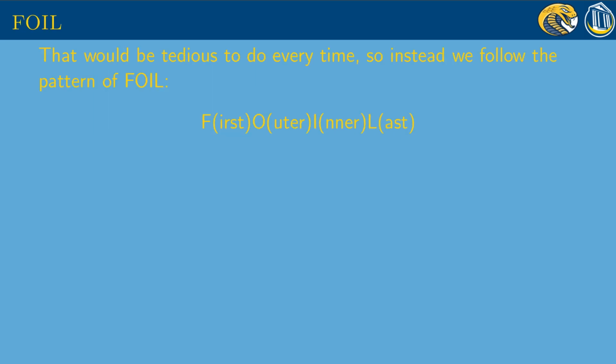Instead, what we can do is follow this pattern of FOIL, which is an acronym standing for first, outside, inside, and last. And this is a mnemonic that we can use to tell us which two pairs of terms we want to multiply each time. Let's practice.